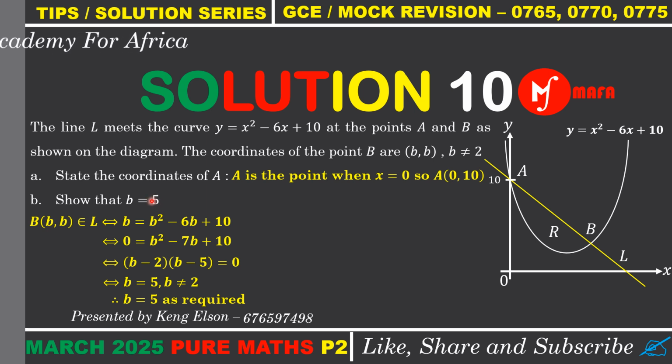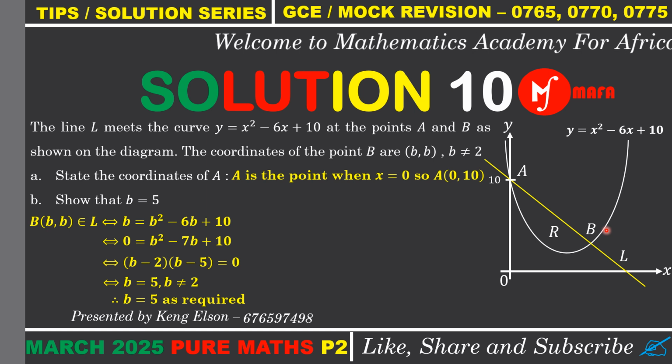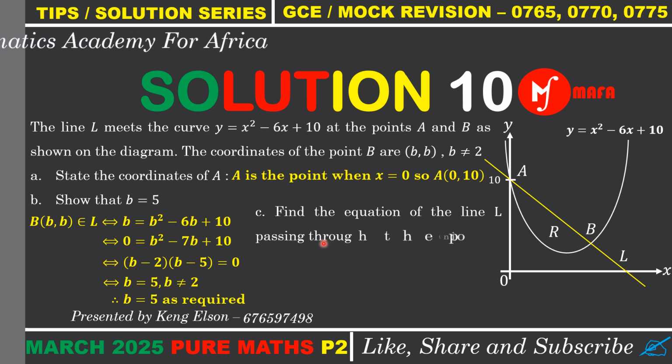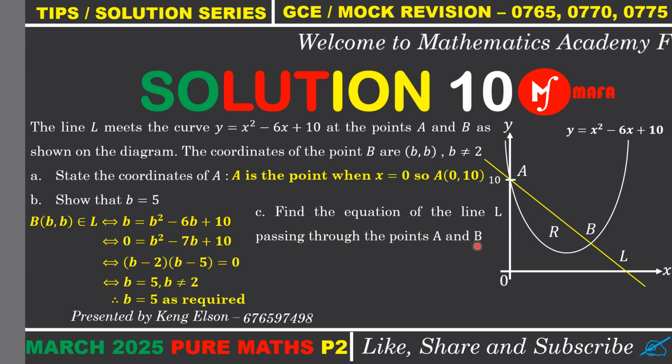Proving that b is equal to 5 means that the coordinate of the point B is 5 for the x coordinate and 5 for the y coordinate. Okay, let us go to question c, which is asking us to find the equation of the line L that is passing through the points A and B.